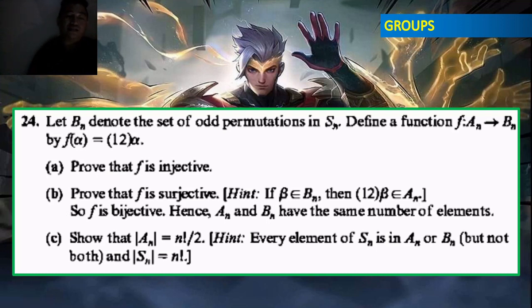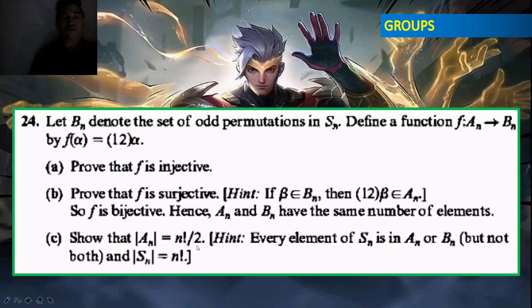So f is bijective; since it is injective and surjective, f is bijective. Hence they have the same order: An and Bn have the same number of elements. Sn has n factorial elements, split into odd and even, so each is half. So the order of An is n factorial over 2.